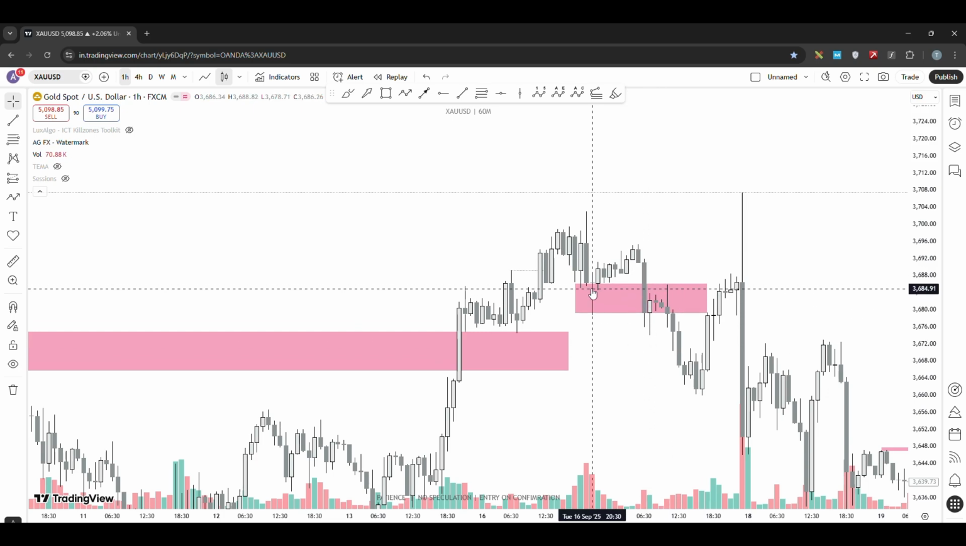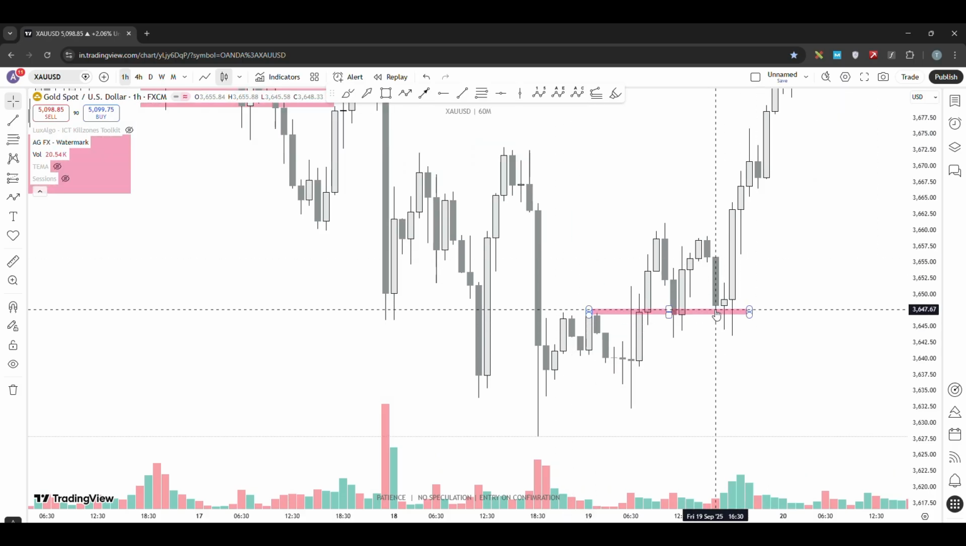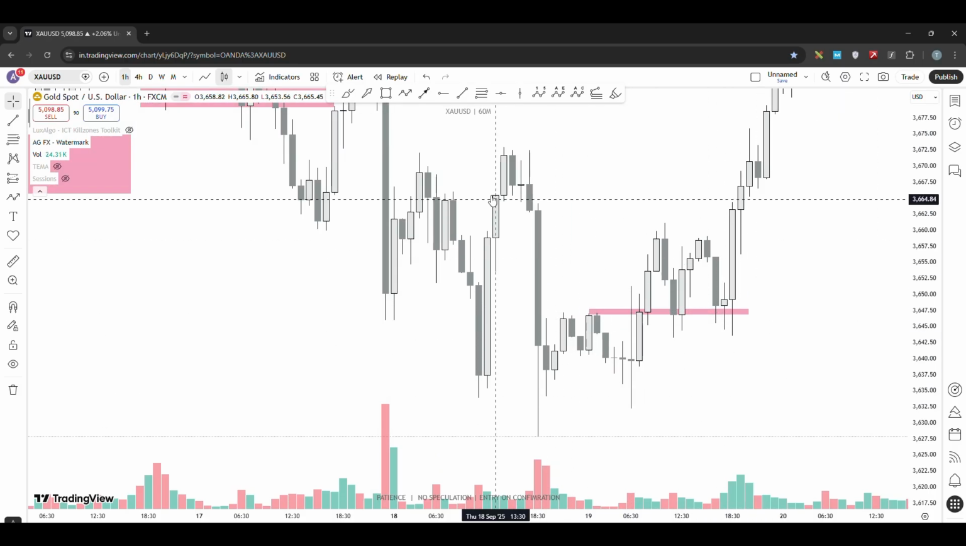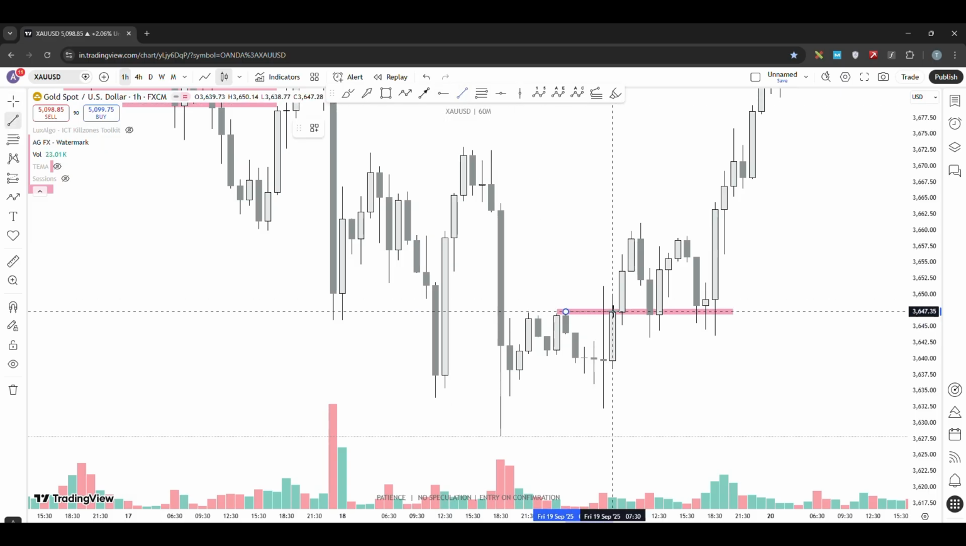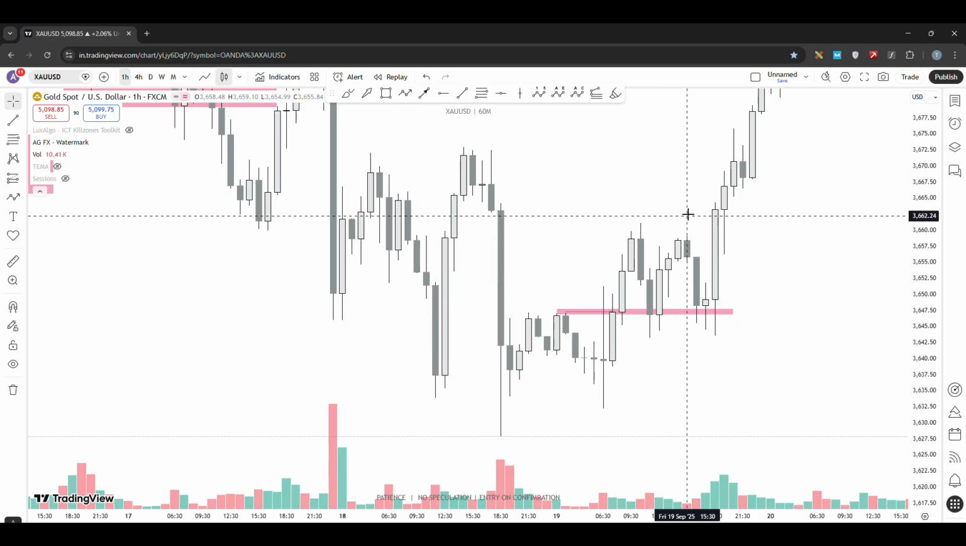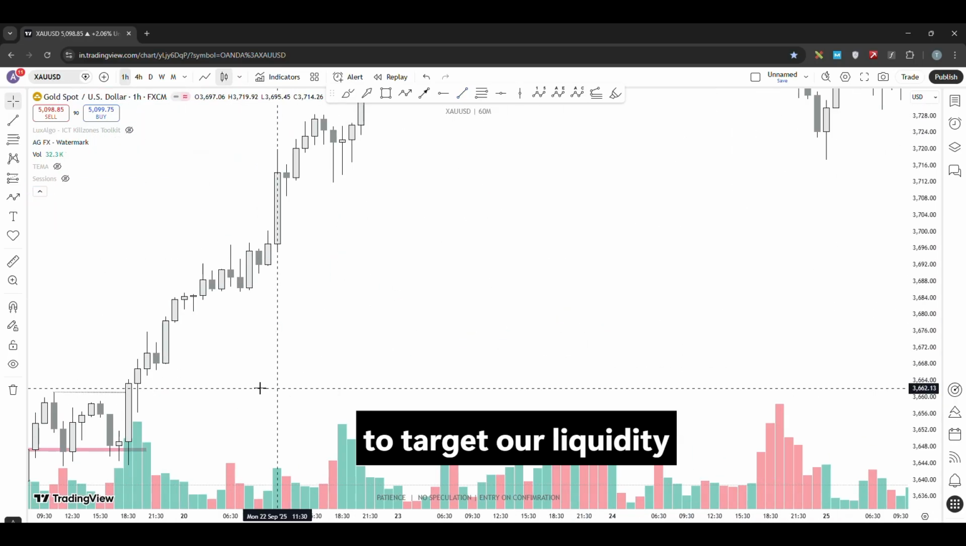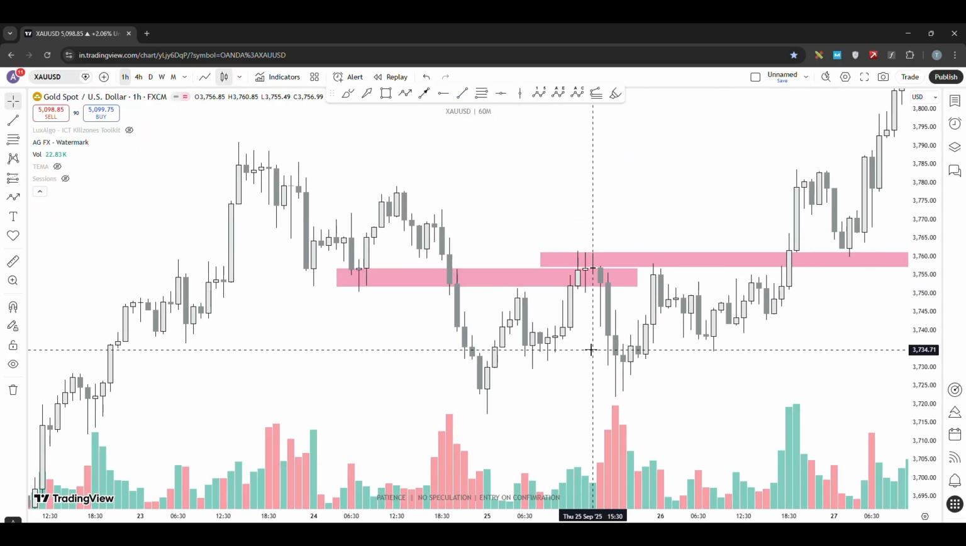After that, market went up, tapped into the low of the mitigation block, and from here, market displaced to the downside. This is an example of a bullish mitigation block. You can see market gave a new break of structure on the upside, and after that, market came down, tapped into the mitigation block, and from here, displaced to the upside to take out our liquidity. Right? So this is how a mitigation block works.